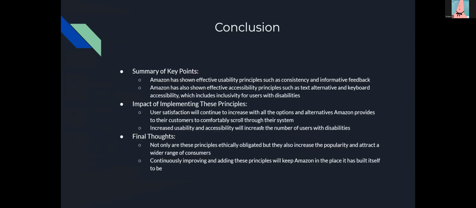In conclusion, Amazon has shown effective usability principles such as consistency and informative feedback, as well as effective accessibility principles such as text alternatives and keyboard accessibility, which includes inclusivity for users with disabilities. User satisfaction will continue to increase with all the options and alternatives Amazon provides to their customers to comfortably scroll through their system. And increased usability and accessibility will increase the number of users with disabilities. Some final thoughts are not only are these principles ethically obligated, but they also increase the popularity and attract a wider range of consumers. And continuously improving and adding these principles will keep Amazon in the place it has built itself to be.